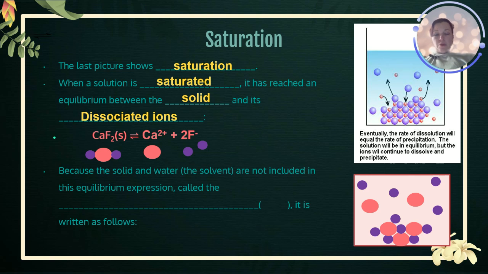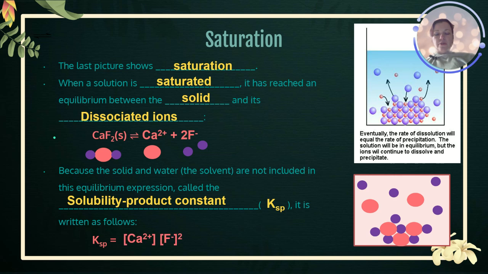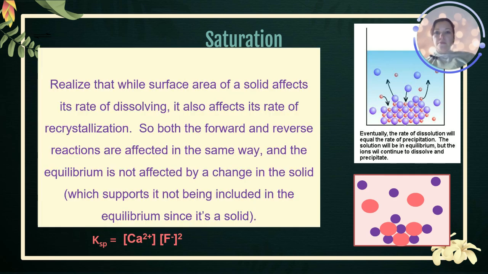Because the solid and the water, which is the solvent, are not included in the equilibrium expression, which we call the solubility product constant, KSP, it is written as follows. Your KSP is going to be equal to your concentration of Ca2+ times your concentration of F- squared. Again, solids are not included, and we use our coefficients to become our exponents for our K expression. Because solubility products are always talking about the dissolution of a solid, KSPs will never have a denominator because they will always just have aqueous ions as your products and then a solid as your reactant.